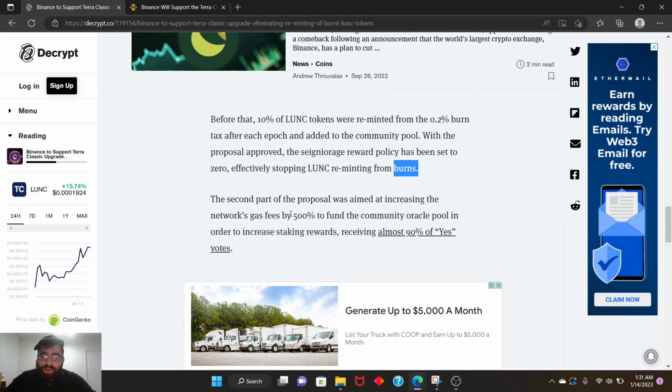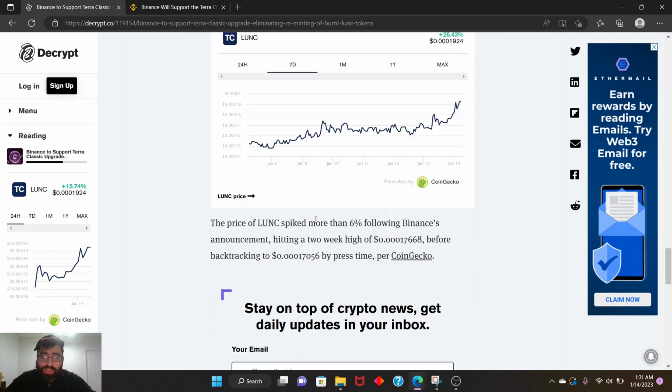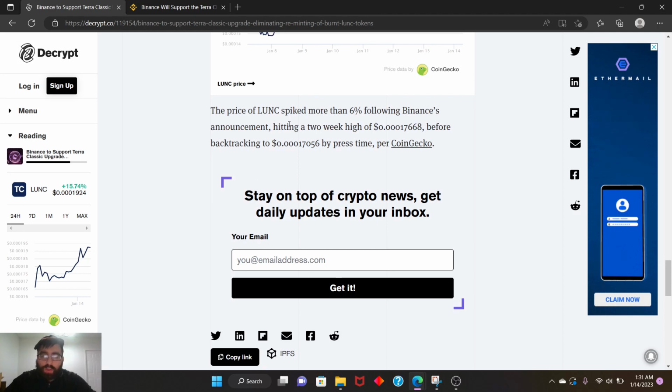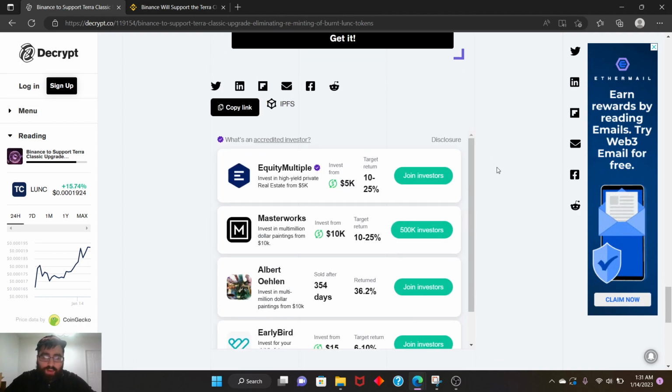The second part of the proposal was aimed at increasing the network gas fee by 500% to fund the community oracle pool in order to increase staking rewards, and received almost 90% of the yes votes. Wow. The price of Luna Classic spiked more than 6% following the Binance announcement, hitting a 2-week high. So that's why it's growing, guys, right now.